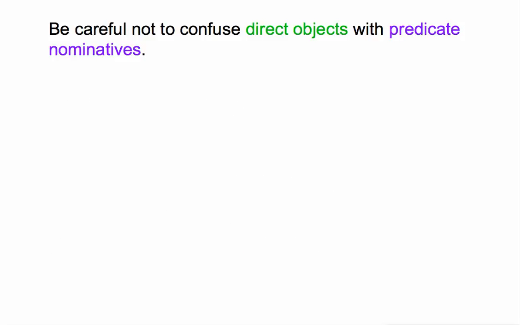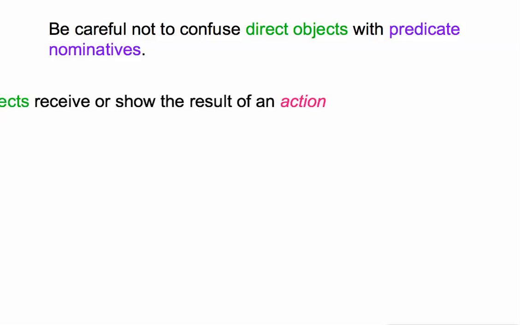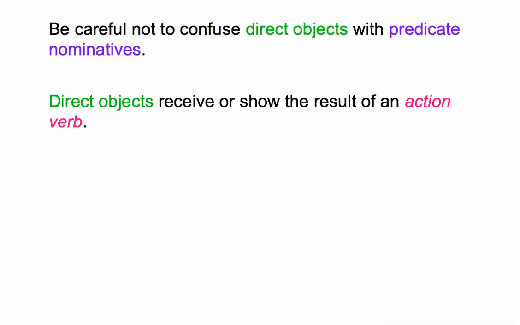Be careful not to confuse direct objects with predicate nominatives because both are going to be nouns or pronouns. Sometimes students get confused and just find a noun and say, oh, it must be a direct object. Make sure that you're looking to see what kind of verb you have before deciding this. Direct objects receive or show the result of an action verb. This is one reason it's really important to identify what type of verb you have first.